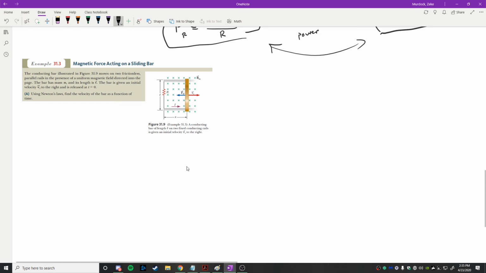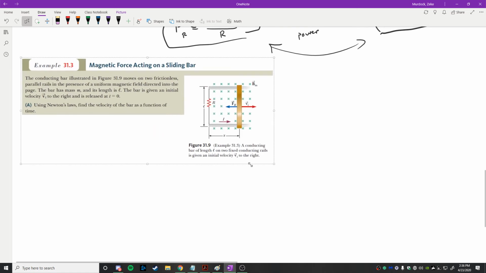Okay. So, a conducting bar, illustrated in figure 31.9, moves on two frictionless parallel rails in the presence of a uniform magnetic field directed into the page. The bar has a mass m, and its length is L. The bar is given an initial velocity v initial to the right, and is released at time equal to 0. Released is kind of a weird way to say it, but it's basically pushed to the right with this initial velocity. Using Newton's laws, find the velocity of the bar as a function of time.